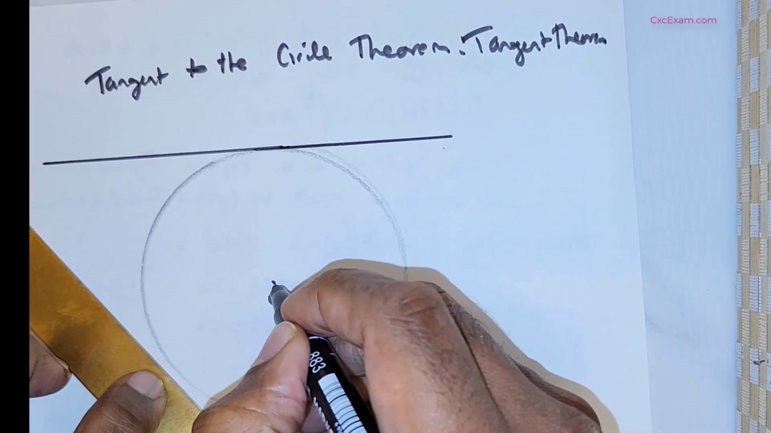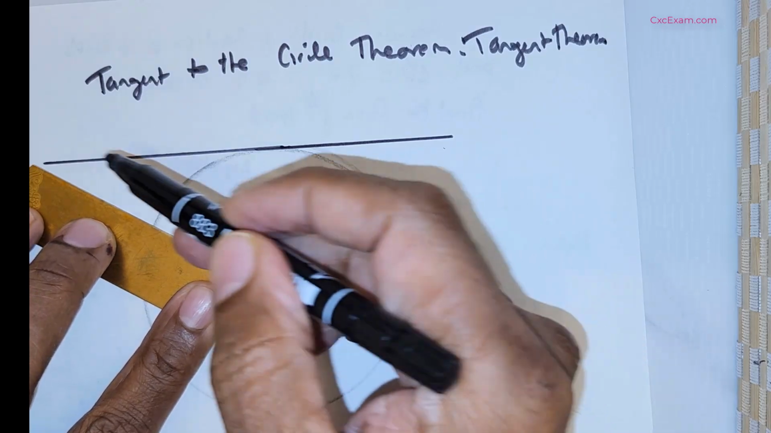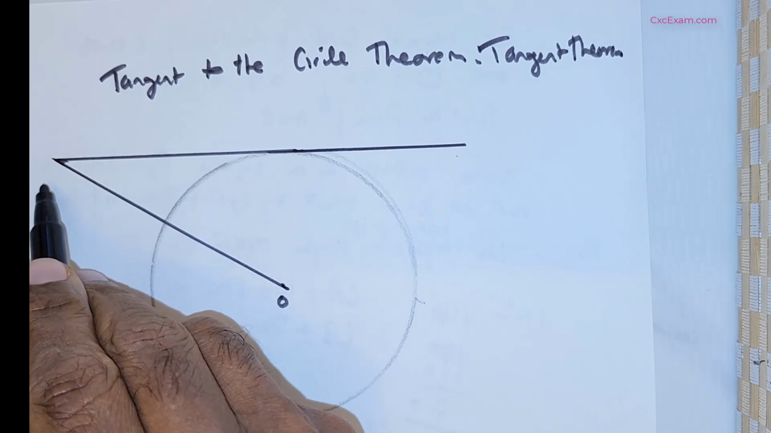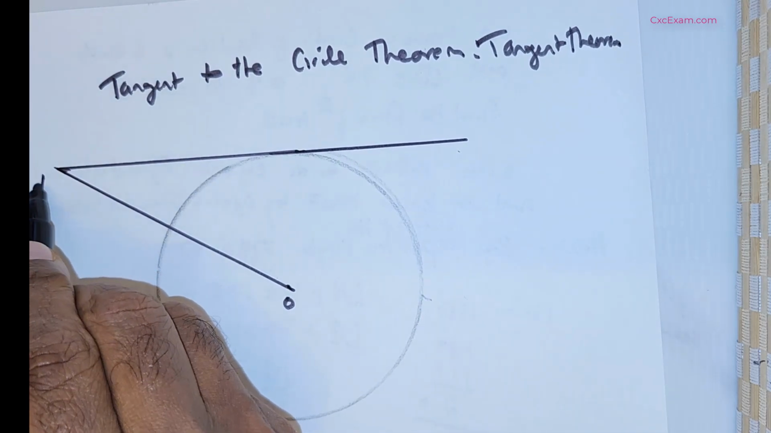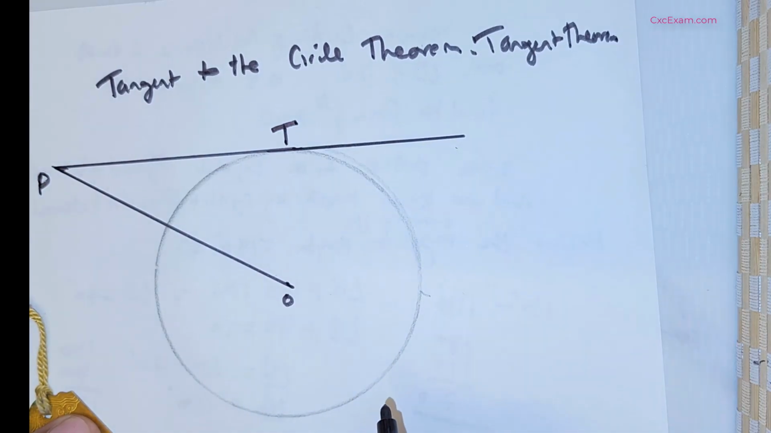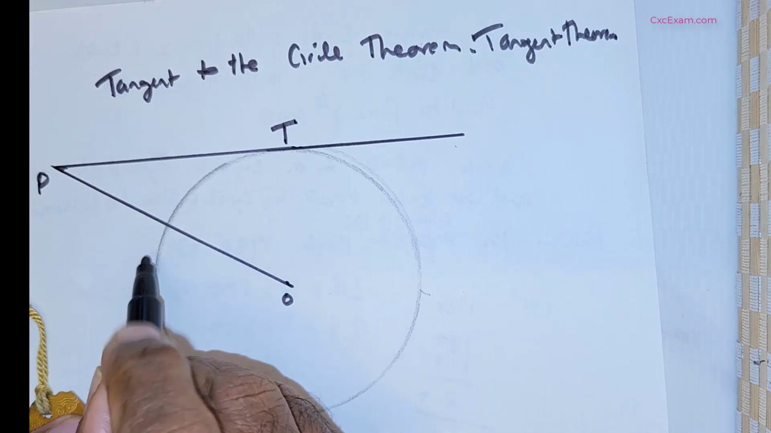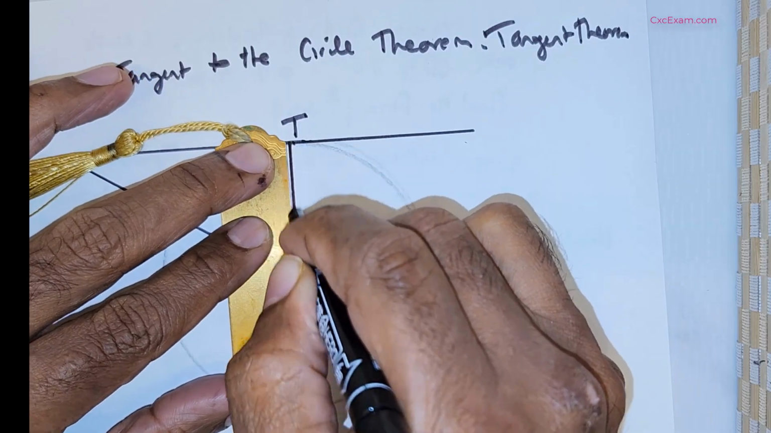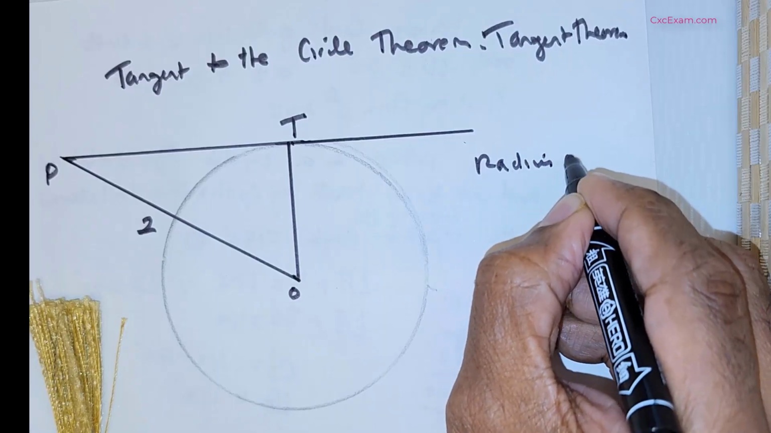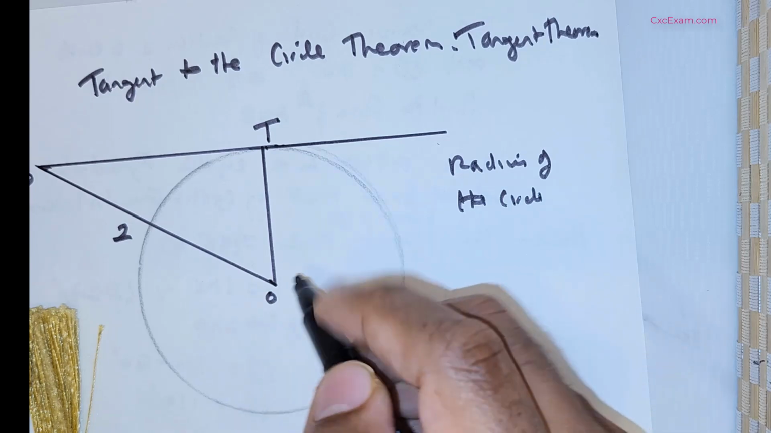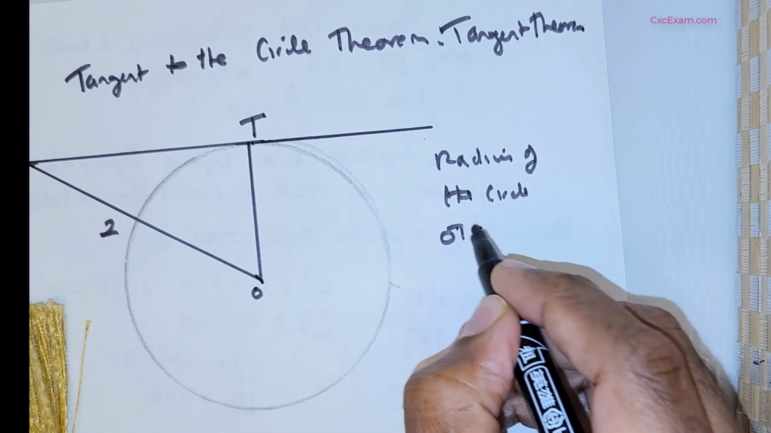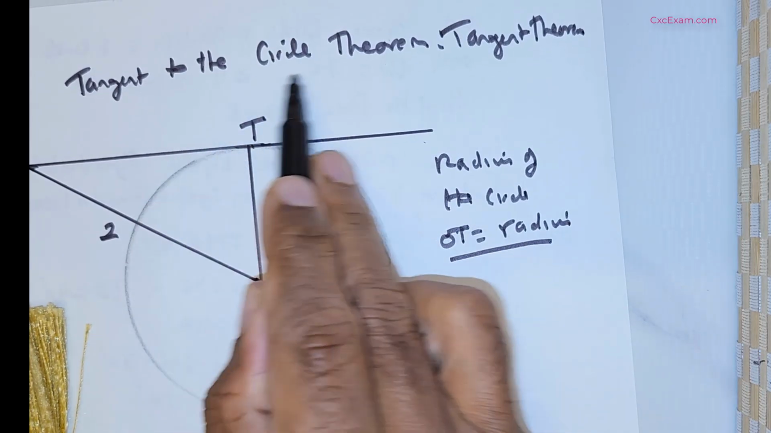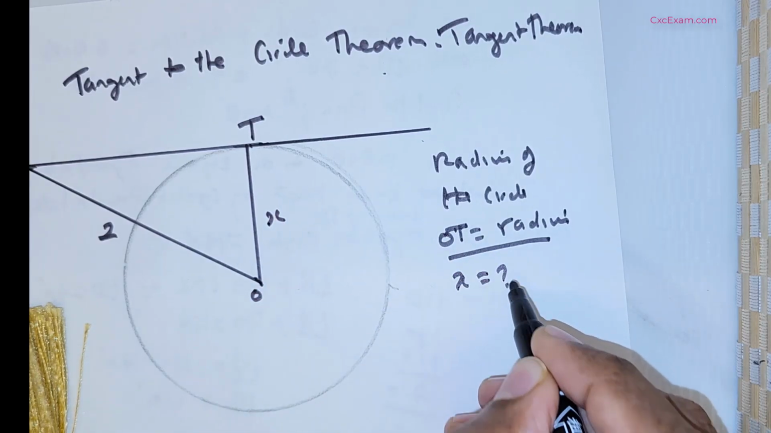And this is the center, and you have a line that is meeting the tangent. Let me have this point as P, and the point of tangency as T. Now this distance is given as 2 units, and we are asked to find the radius of the circle. So this is one probable question. OT is the radius. Now we are going to use this tangent to the circle theorem to get this value x. X has to be found.